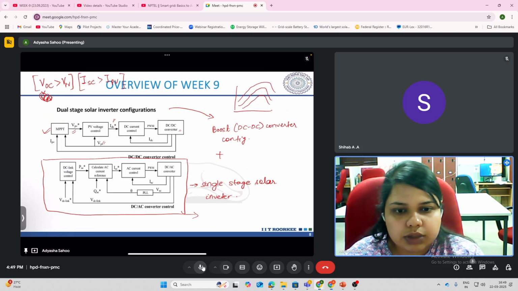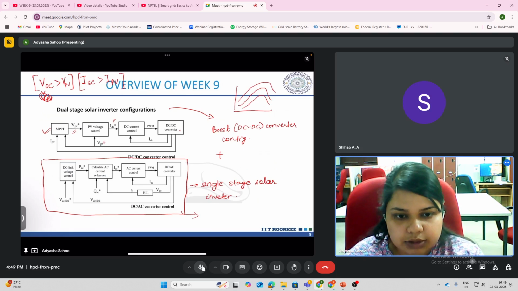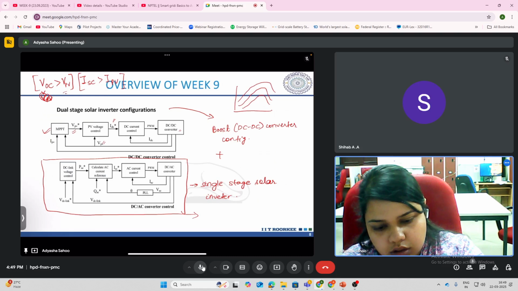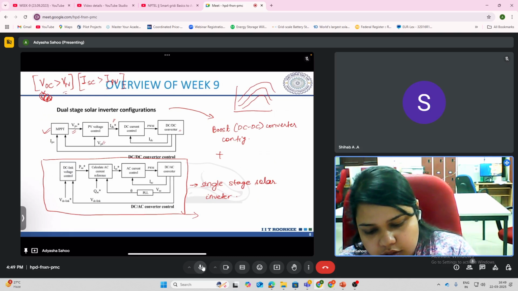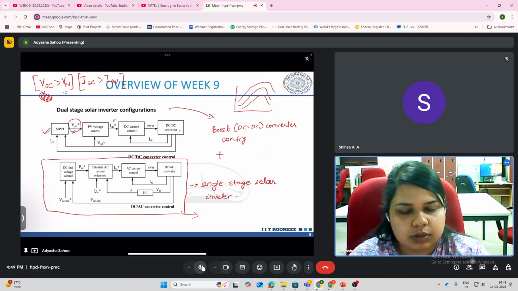Now, to maximize the performance of the PV panel, depending upon the current irradiance level and the voltage and current, we try to calculate the reference signal VPV star such that the power output from the PV panel will be maximum.